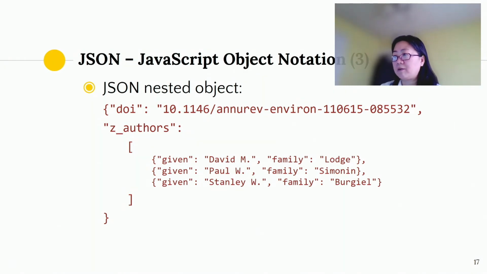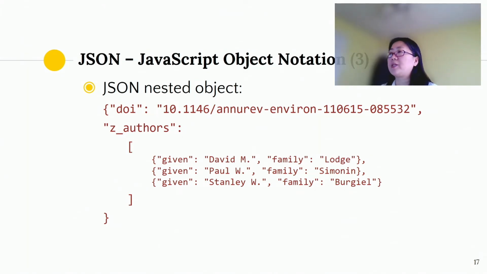Sometimes for one key, it may have multiple objects as its value, and we can put all the objects together and wrap them with square brackets. So in this example, we can see this publication has three authors. Each author is a new object. And if we want to extract the specific value of a specific object, we can use an index.